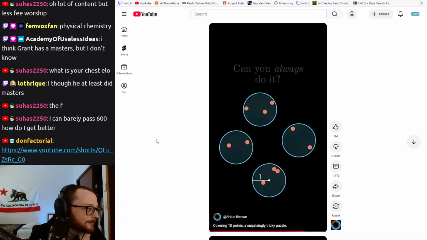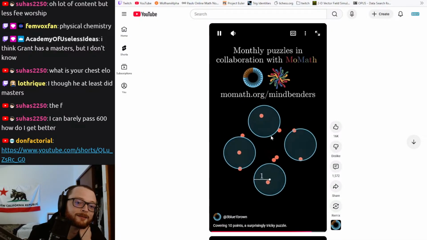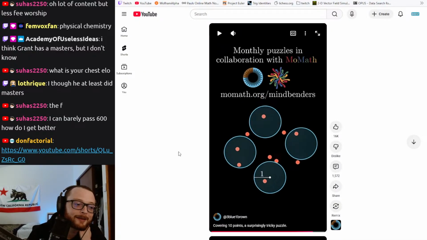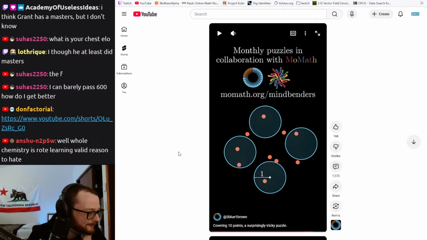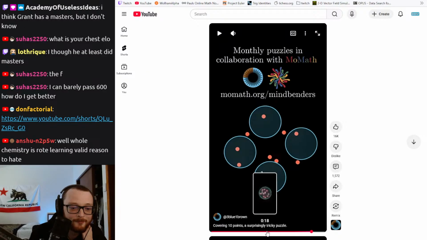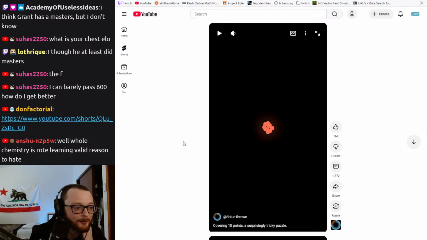Huh. Can you always find disjoint disks that cover all 10 points? And they're fixed at radius 1. I don't know. I'd like to hear the first part again.